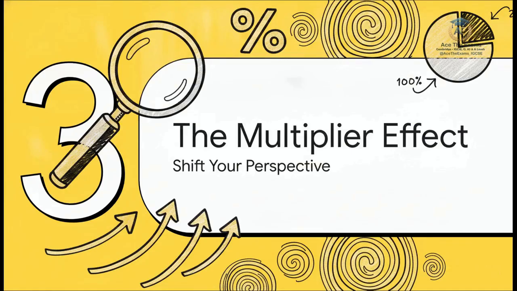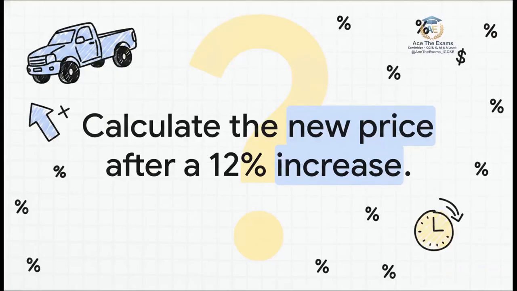All right, Section 3, the multiplier effect. This is where we shift your perspective and really speed up your workflow. Let's see how percentage increases operate in the real world with this truck pricing problem. A garage increases the price of a truck by 12%, and the original price was $14,500. The old school, slow way is to find 12%, write it down, and add it back to the original. But we want to be faster. We want to be efficient.